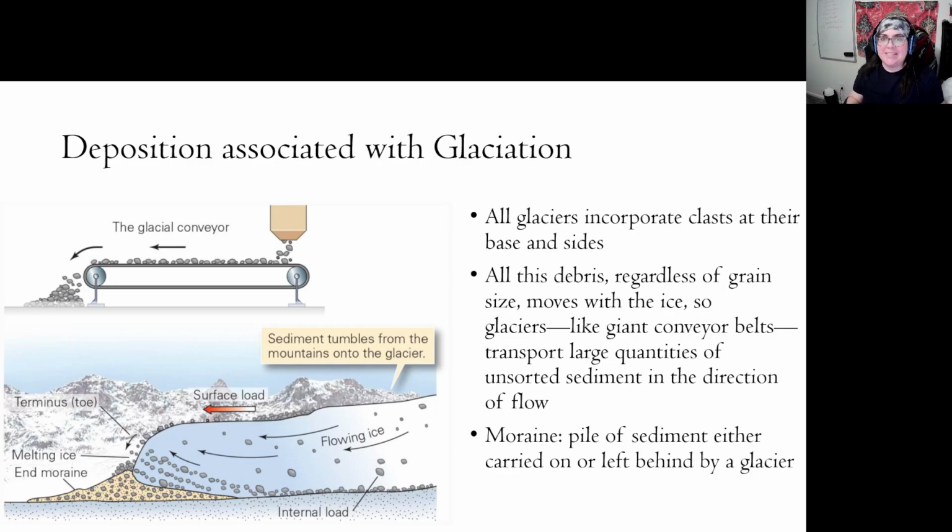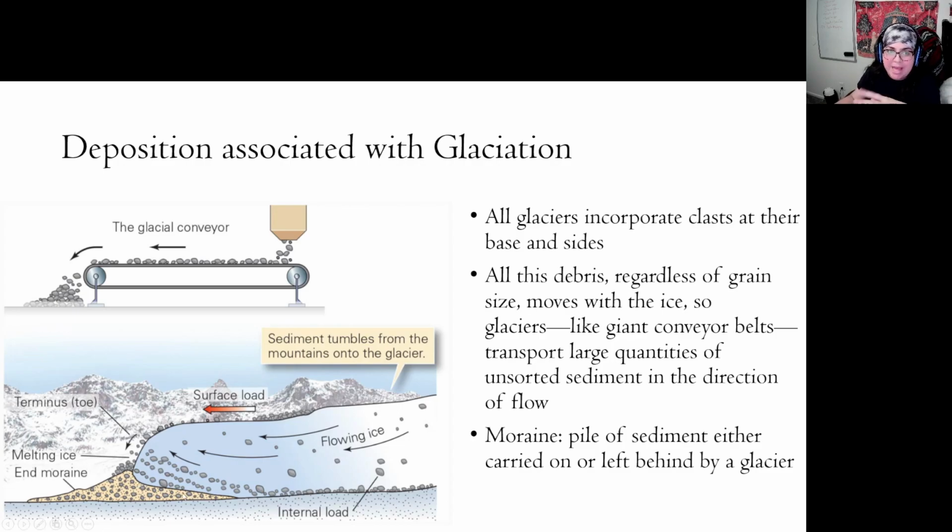So we've seen erosional features. Now let's look at depositional features that are associated with glaciation. All glaciers incorporate clasts at the base or sides. The way this works is like a giant conveyor belt, and they end up transporting all this sediment in the direction of flow. Where all that sediment ends up being deposited, we would call that a moraine.